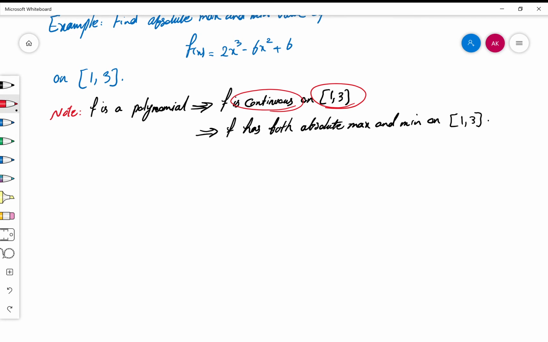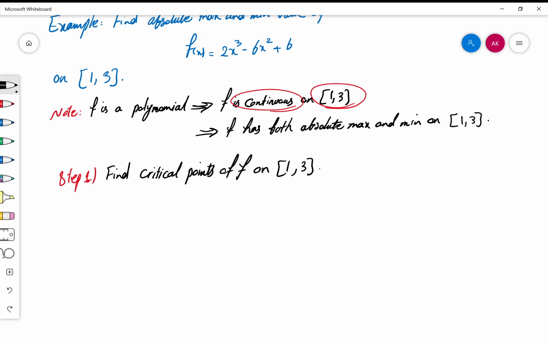Well, then let's find it. The steps you should remember. Step 1, find critical points of f on 1 to 3.